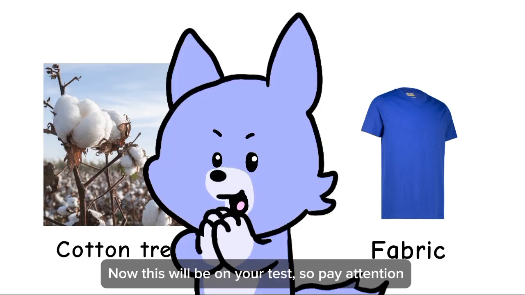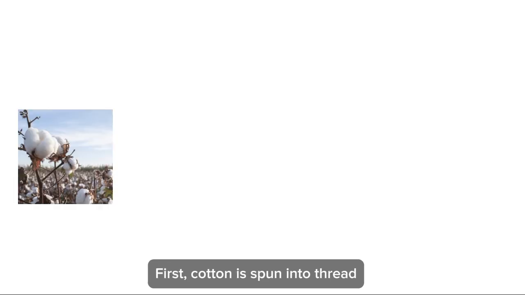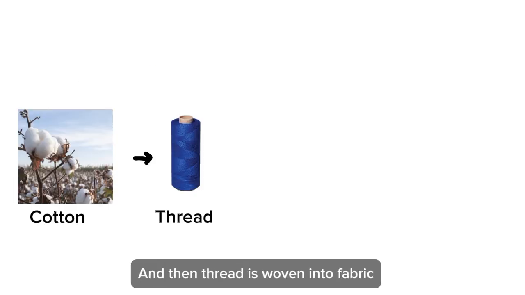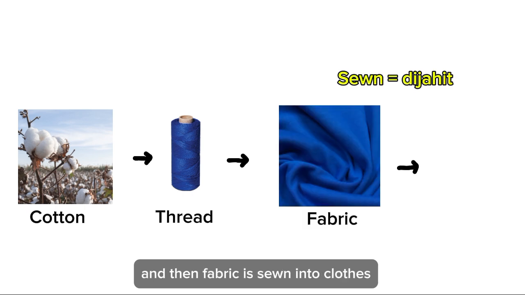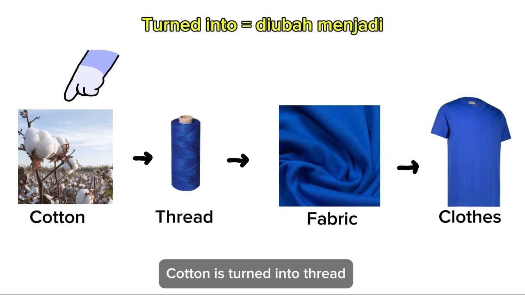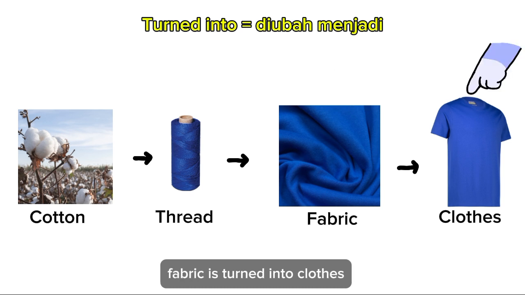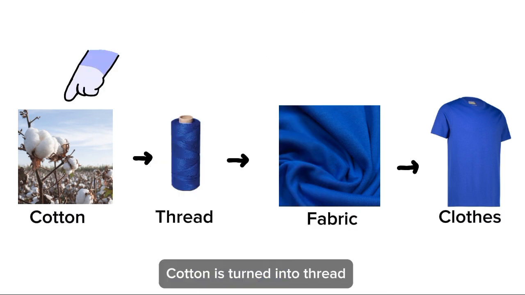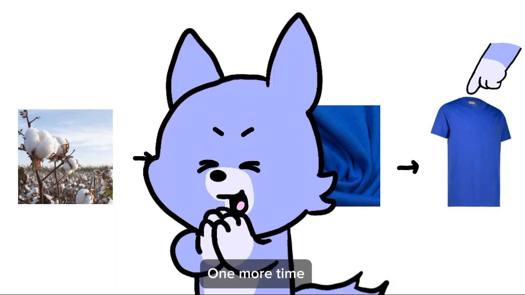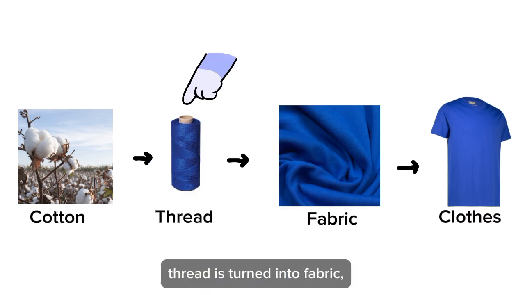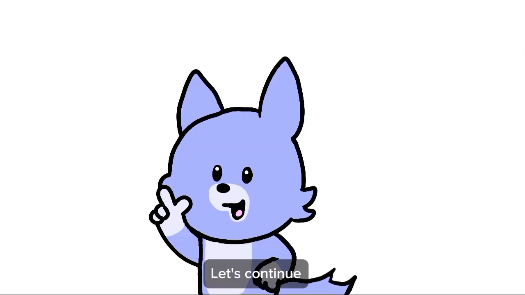Now this will be on your test, so pay attention. How can cotton turn into clothes? First, cotton is spun into thread, and then thread is woven into fabric, and then fabric is sewn into clothes. Cotton is turned into thread, threads are turned into fabric, fabrics are turned into clothes. Say it with me. Alright, that's enough. Let's continue.